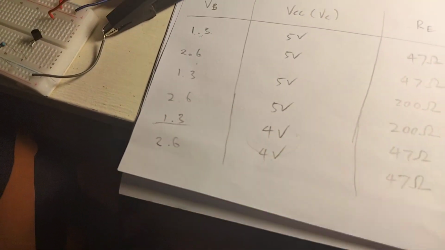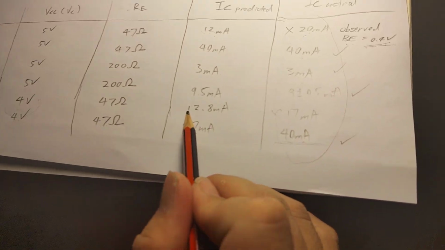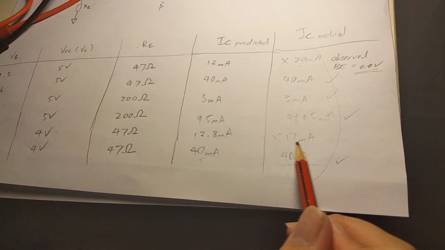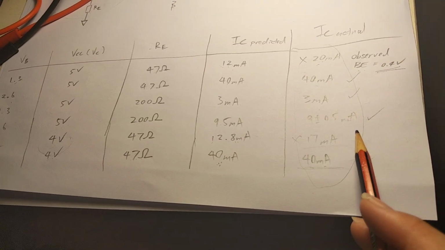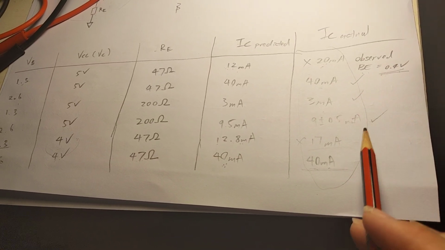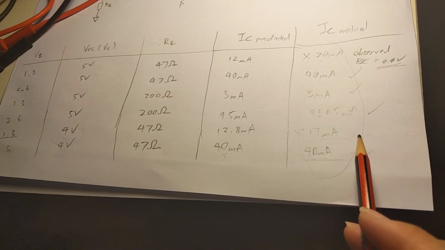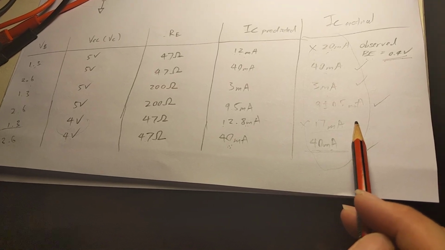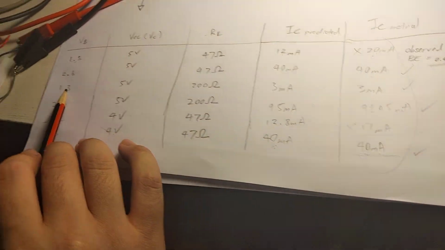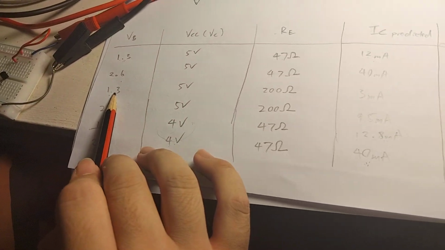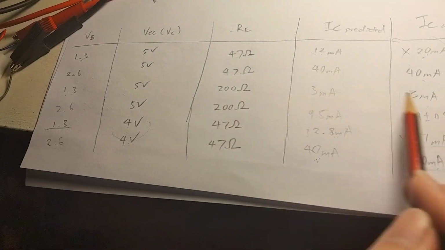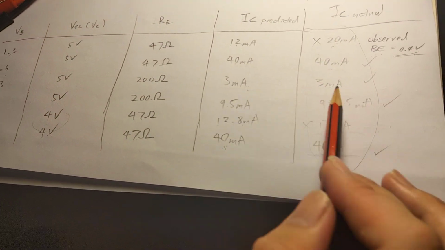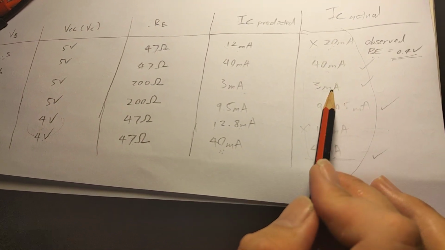And then likewise with this 1.3 base voltage, the predicted is 12.8 milliamps, but I'm measuring 17. And again, BE is 0.4 volts for this one. So we might have another issue that I'm not sure of in my circuit setup, which is producing this. Somehow, this 1.3 volts on the base with a 200 ohm on the emitter is not getting a prediction issue. It's measuring 3 milliamps.